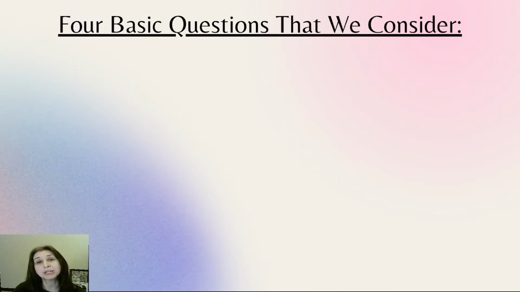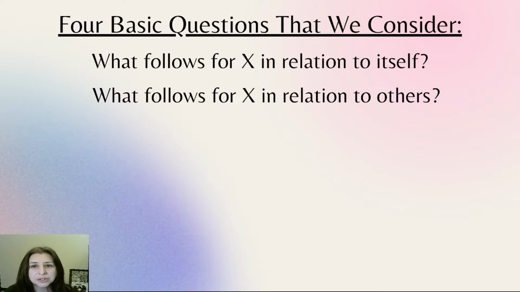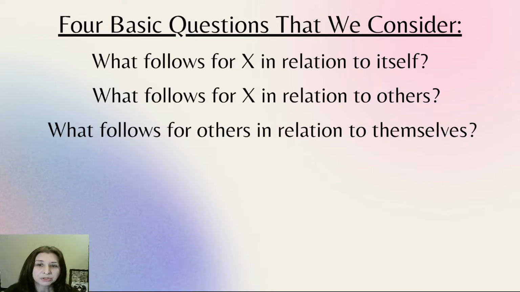Okay, so there are 4 basic questions that we want to consider. And again, I'll just call it X for now because you can plug it in with whatever your exploration is. So what follows for that absolute reality in relation to itself? What follows for that absolute reality in relation to others? What follows for others in relation to themselves? And so others is usually whatever participates in that absolute reality. So what follows for that absolute reality in relation to our realm, for example, that participates in it?